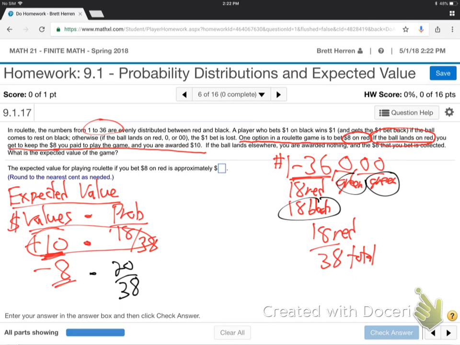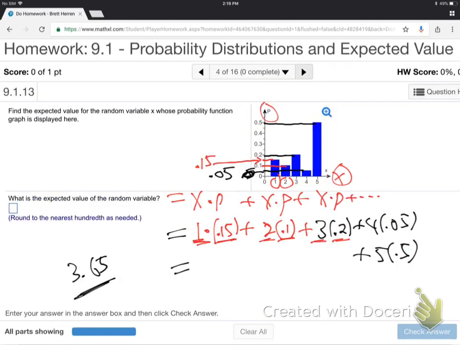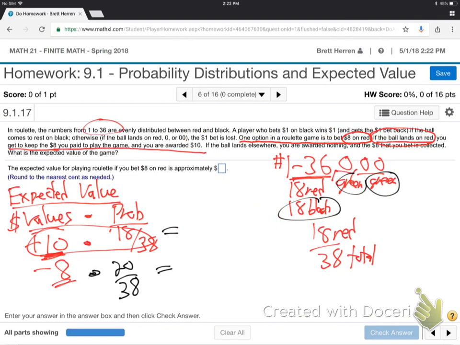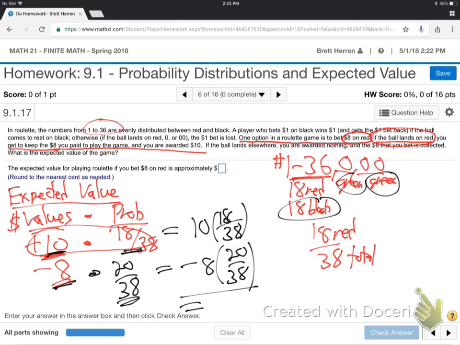We're going to multiply those together, because that's what you do for expected value. I did it sideways here, I hope I'm not confusing you. I'm just doing it vertically now. It might be easier. I'm just multiplying value times probability. So 10 times 18/38ths minus 8 times 20/38ths equals whatever your calculator tells you there.